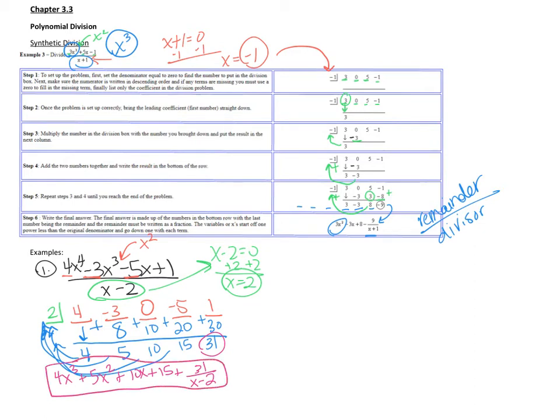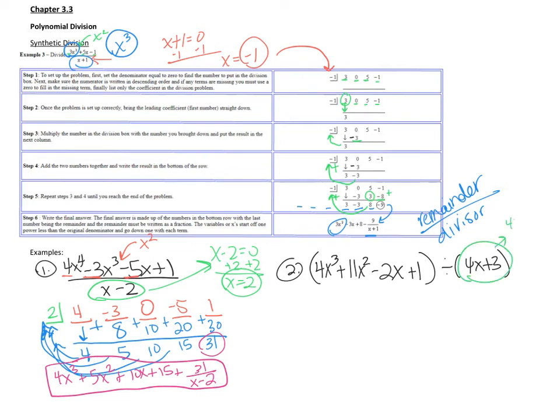All right, let's try one more example here. So let's say that we have 4x cubed plus 11x squared minus 2x plus 1, and that's going to get divided by 4x plus 3. So again, I'm going to start off, I'm going to take that divisor, the number I'm dividing by, and I'm going to solve it. So I'm going to have 4x plus 3 equals 0.